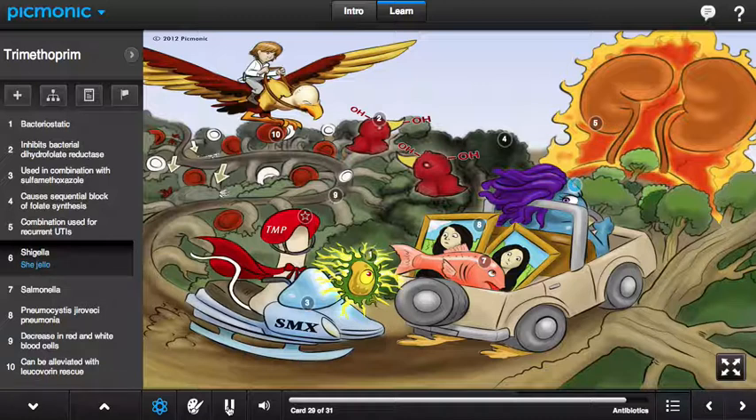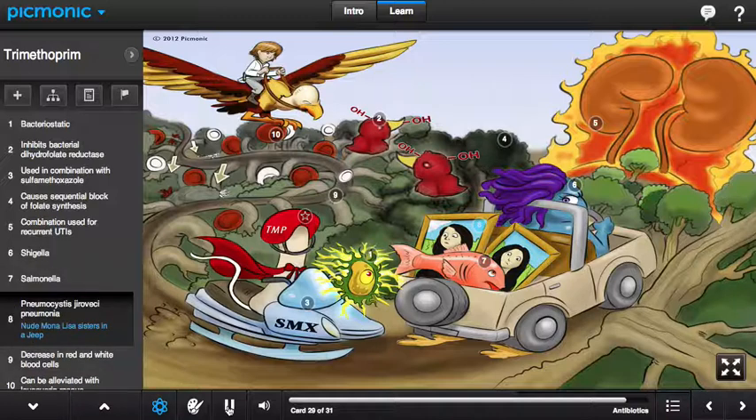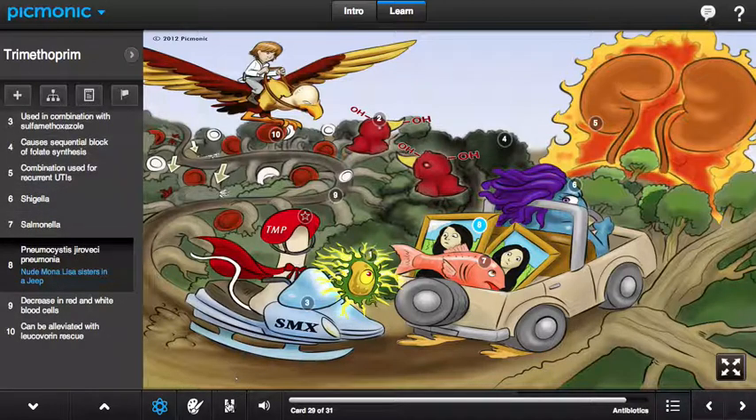TMP can also be used for Shigella infections, shown by the Shigella character driving the Jeep in Salmonella, the salmon fish. TMP SMX can be applied as prophylactic treatment of Pneumocystis jirovecii pneumonia. Here, nude Mona sisters in a Jeep, particularly in patients with HIV whose CD4 counts are below 200.